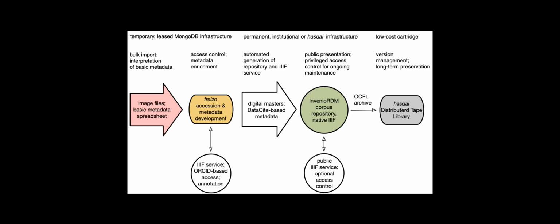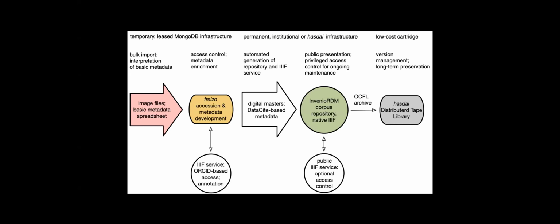So this breaks down into three simple steps, which kind of mirror what I've just said. We start with image files and basic metadata. Using Mongo, we create a temporary digital collection, which allows us to organize metadata and form it into a more data-site friendly structure. That's got a separate IIIF service. It's not really intended for public consumption.